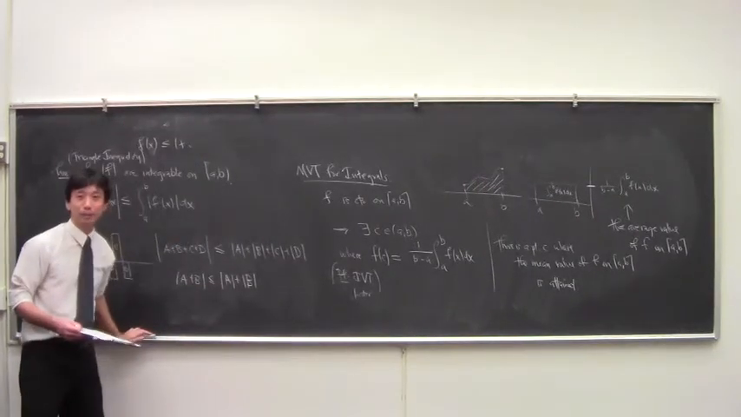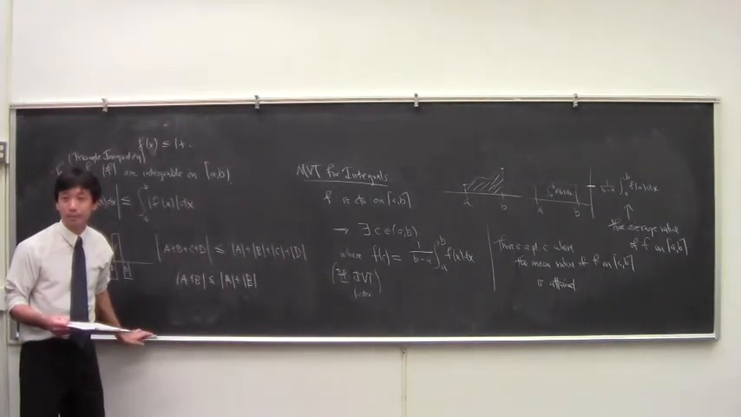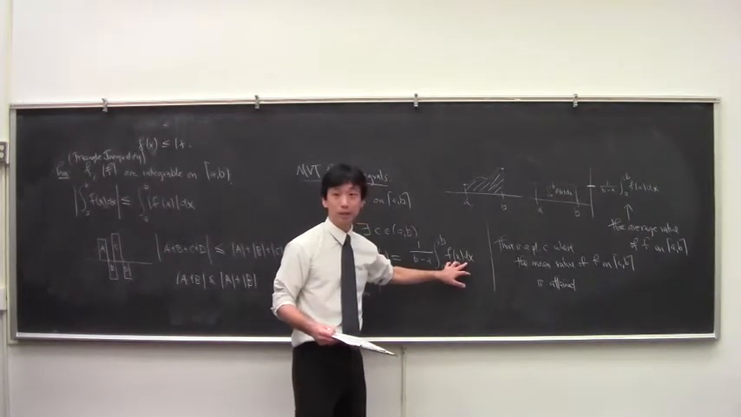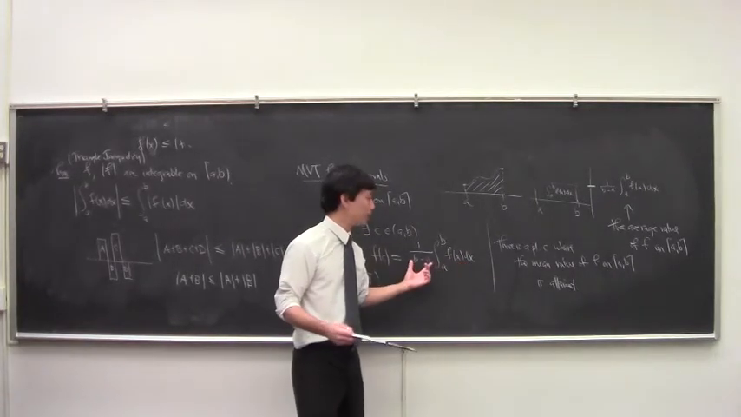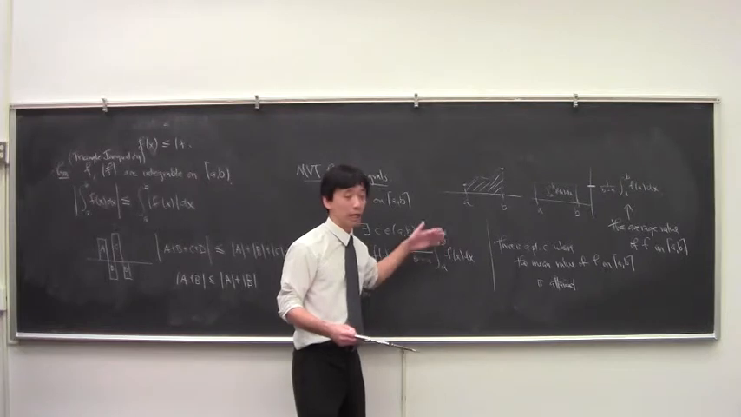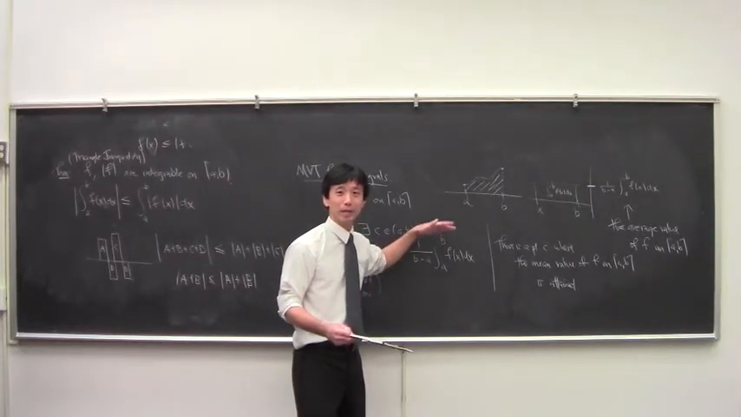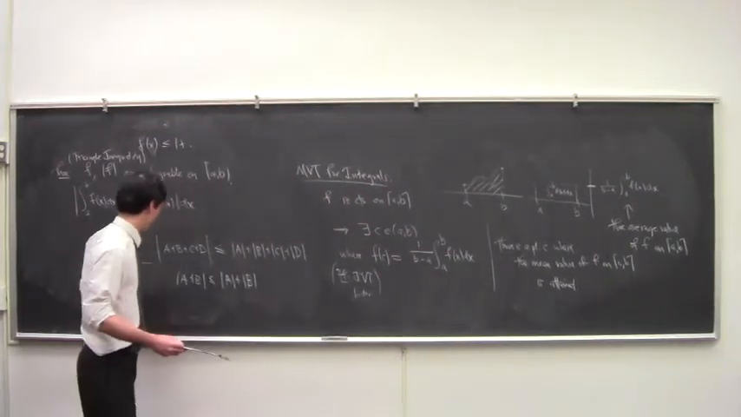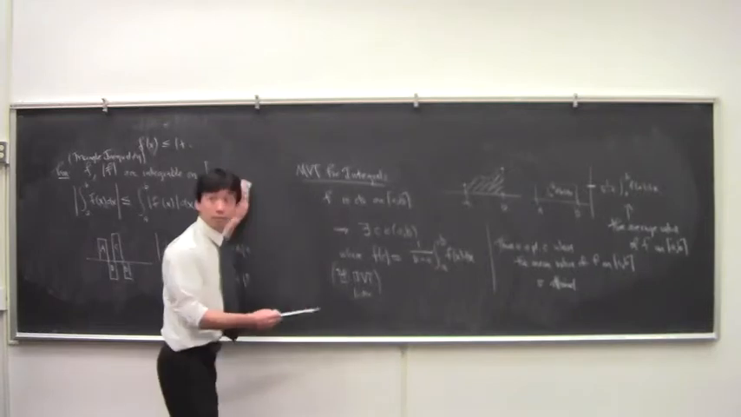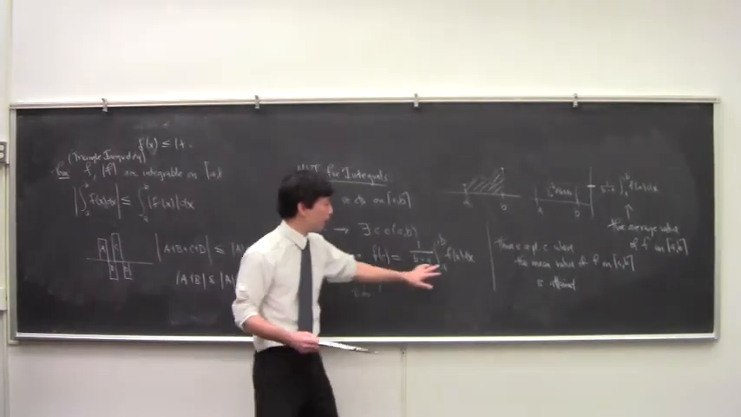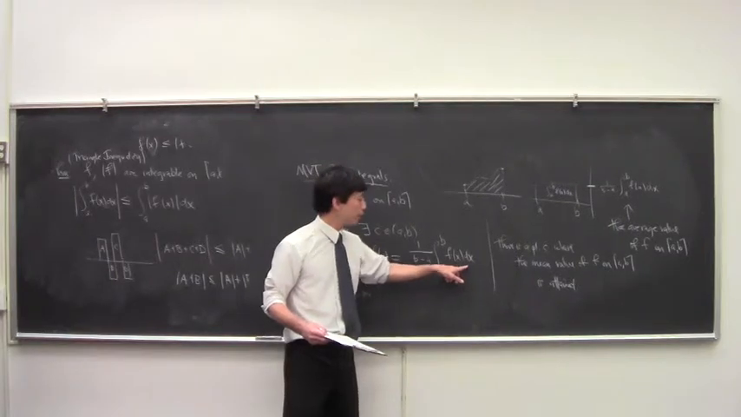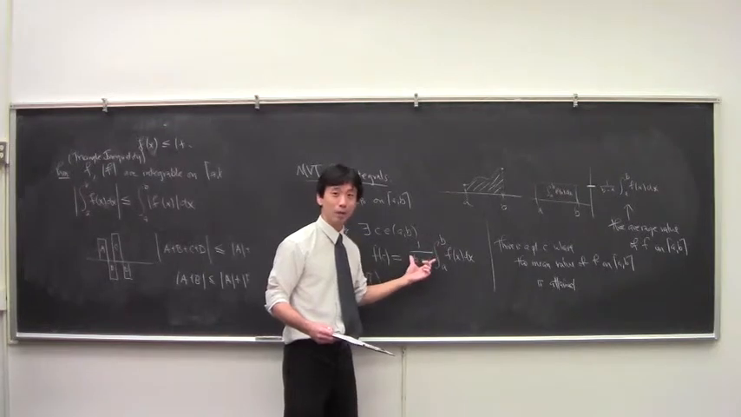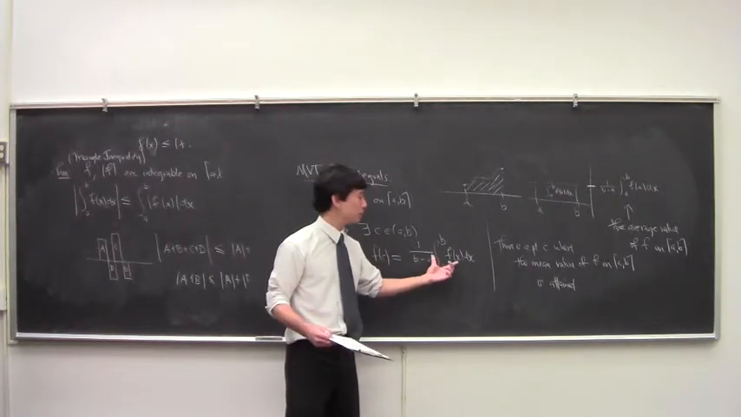Okay. Any questions about that? You're taking the area under the curve, and then you're dividing by the width of the base. What you get is the height of a box that would have the same area as under the curve.